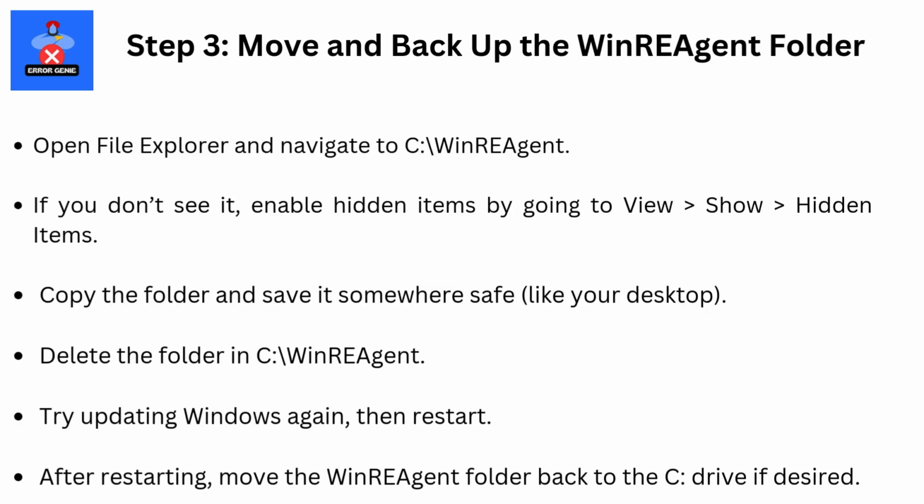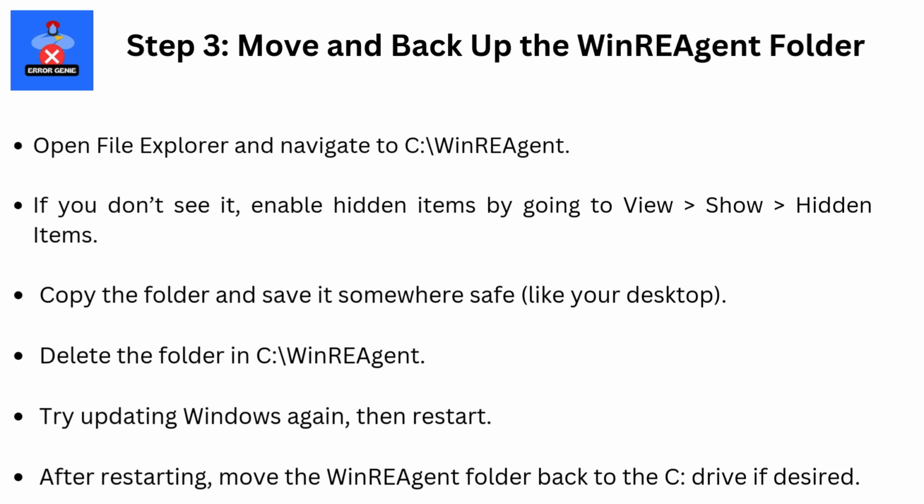Step 3. Move and backup the WinReagent folder. Open File Explorer and navigate to C:\WinReagent. If you don't see it, enable Hidden Items by going to View, then Show, then Hidden Items. Copy the folder and save it somewhere safe, like your desktop. Delete the folder in C:\WinReagent. Try updating Windows again, then restart. After restarting, move the WinReagent folder back to the C drive if desired.